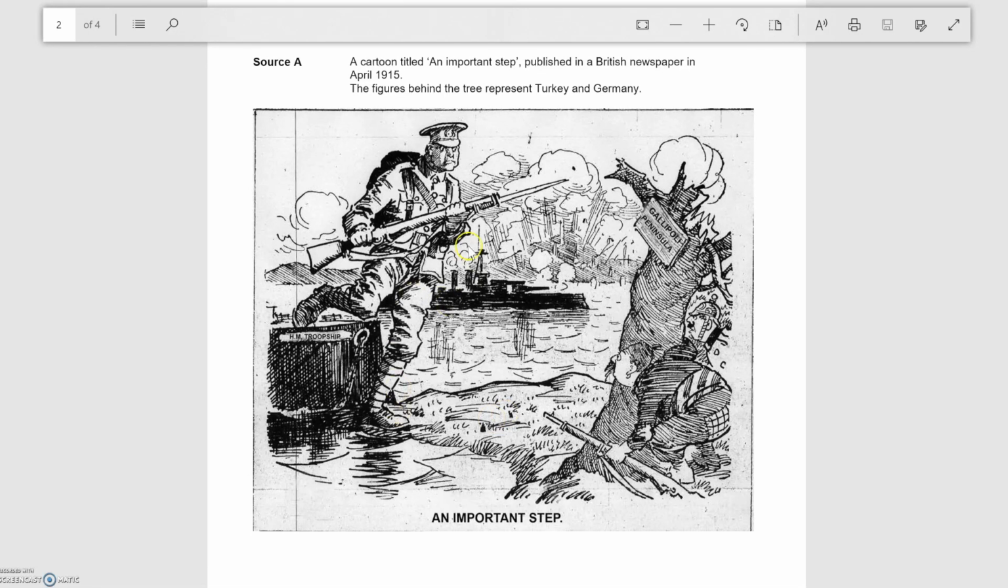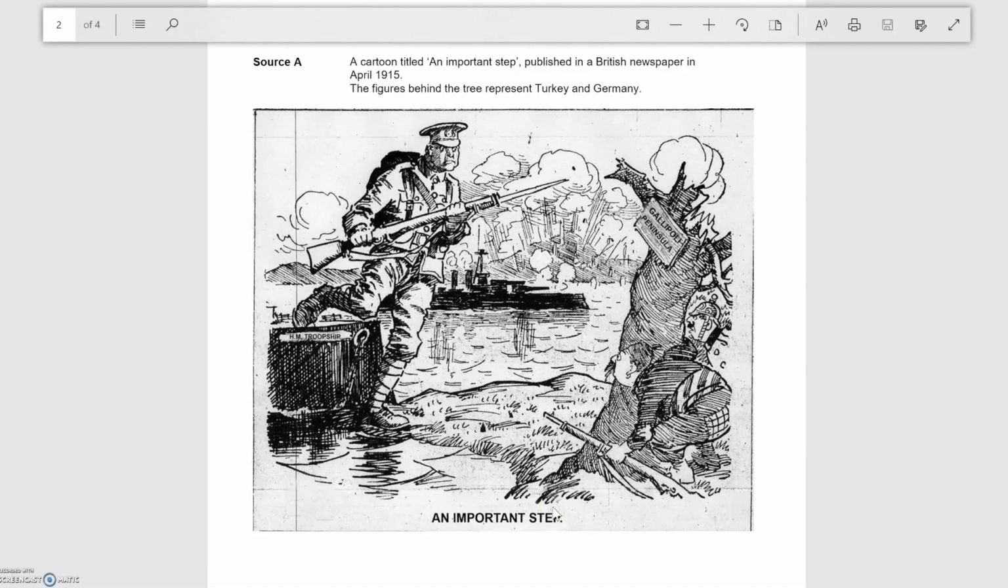We can see here an Allied troop coming off HM troopship, looking confident, looking strong. He's got his weapon up, looking confident and ready to fight. That is counteracted by the Turkish and the Germans, who appear to be cowering in fear of the British soldier behind a tree. What we can also see, as it says at the top and at the bottom, is that this is called an important step.